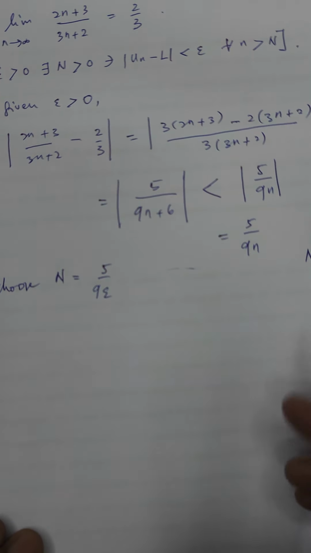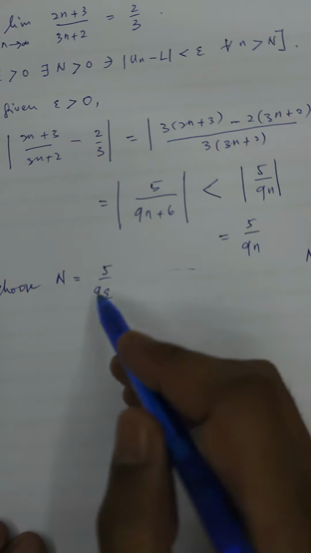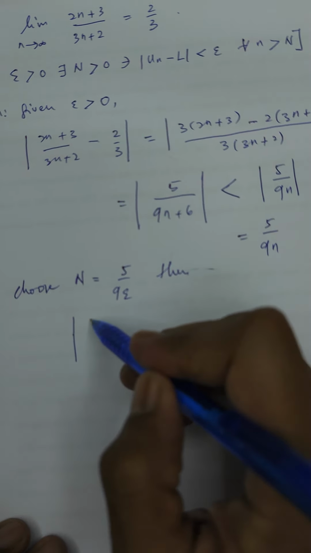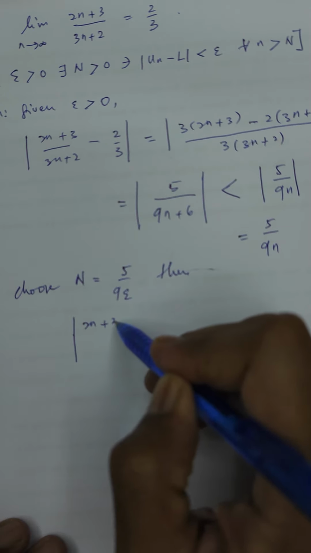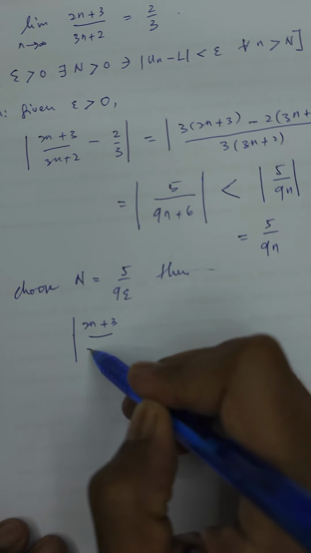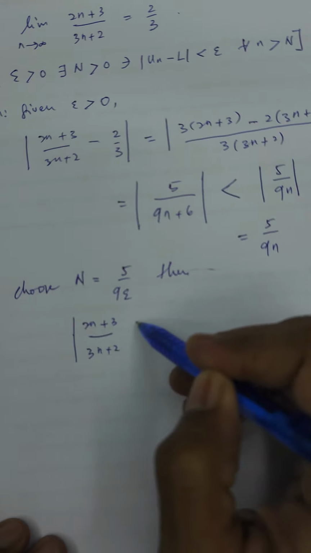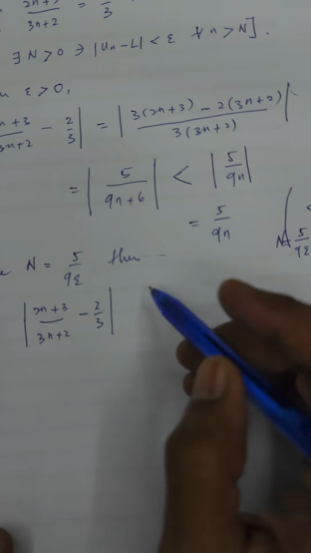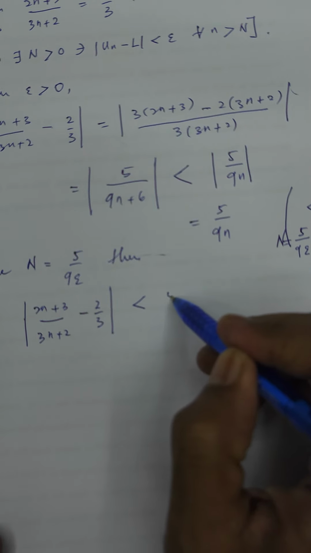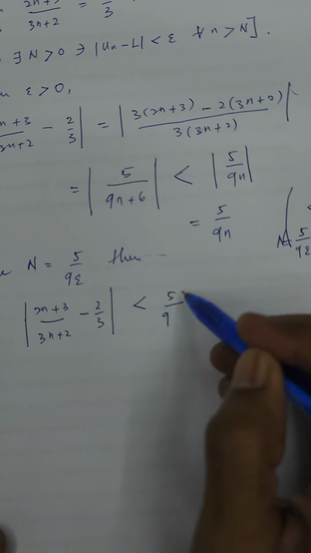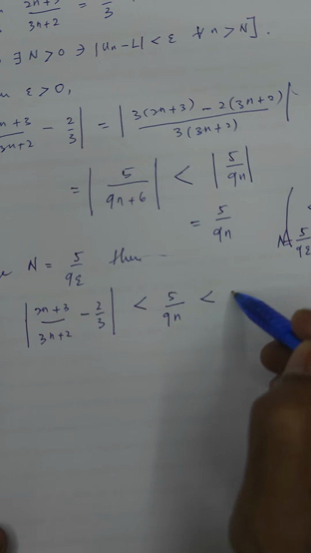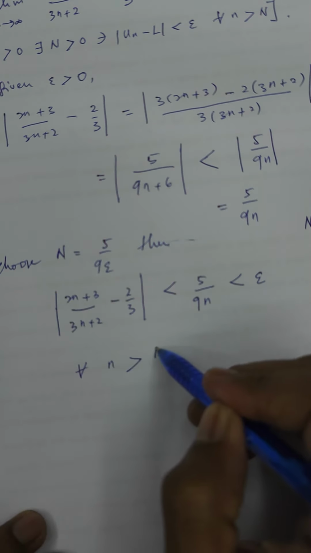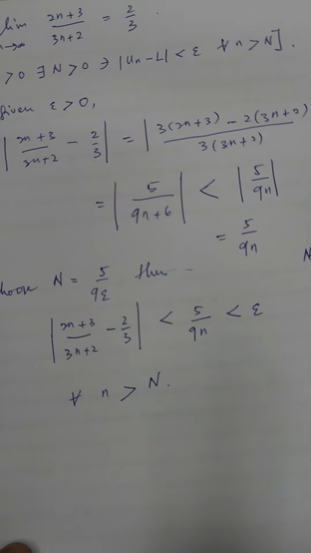So therefore we have (2n plus 3)/(3n plus 2) minus 2/3. This is less than 5 over 9n. This is less than epsilon for all n greater than N.